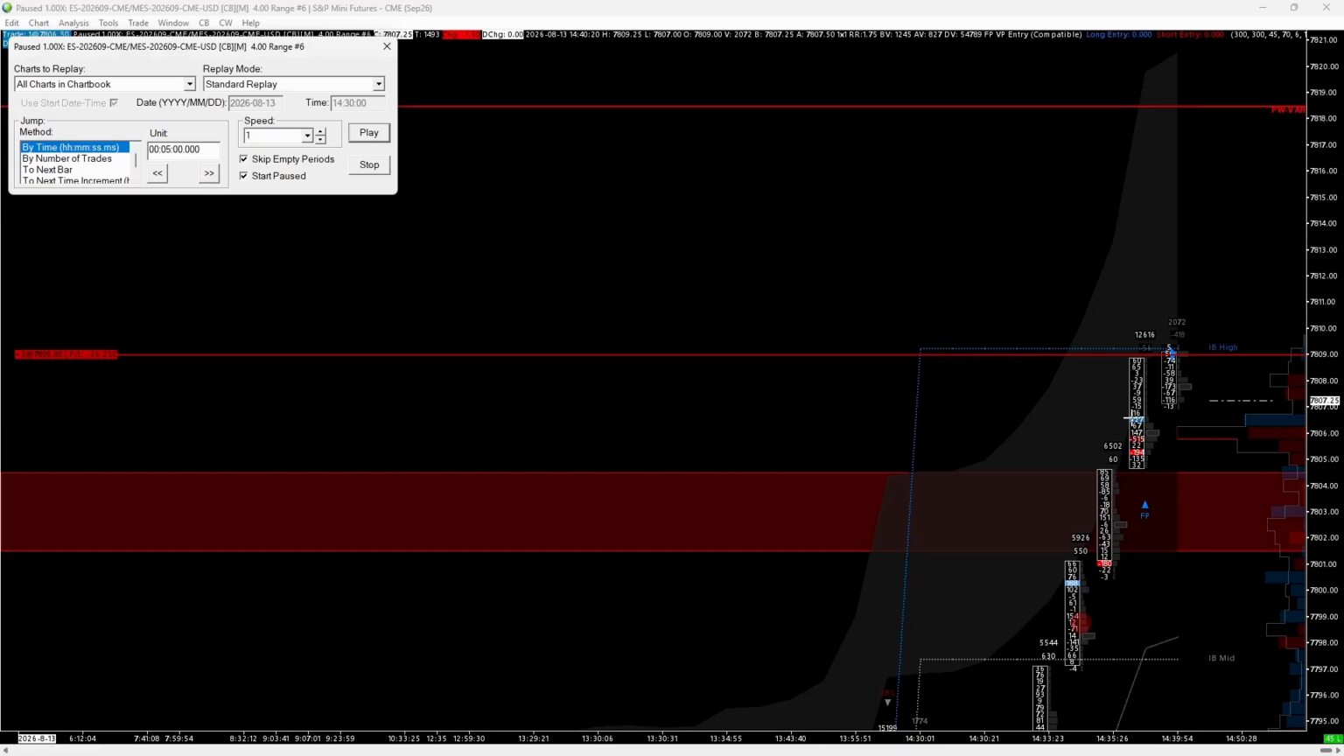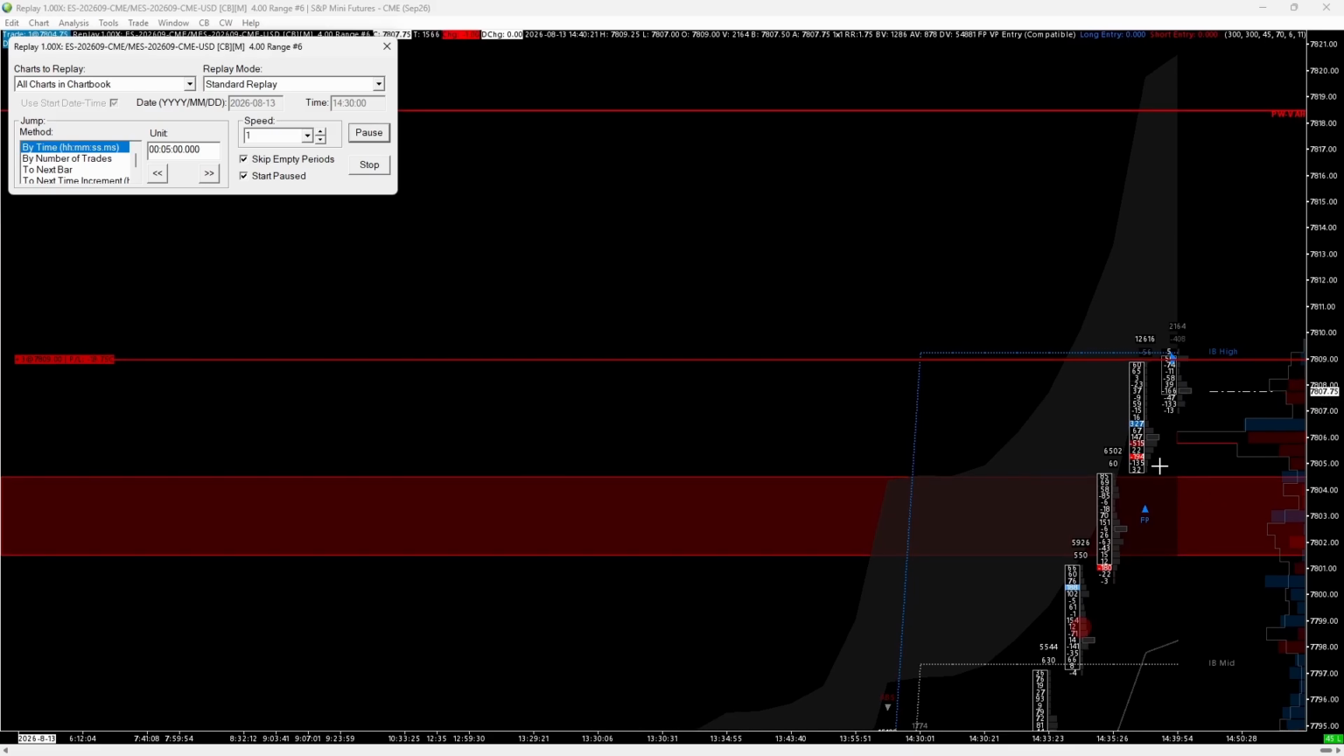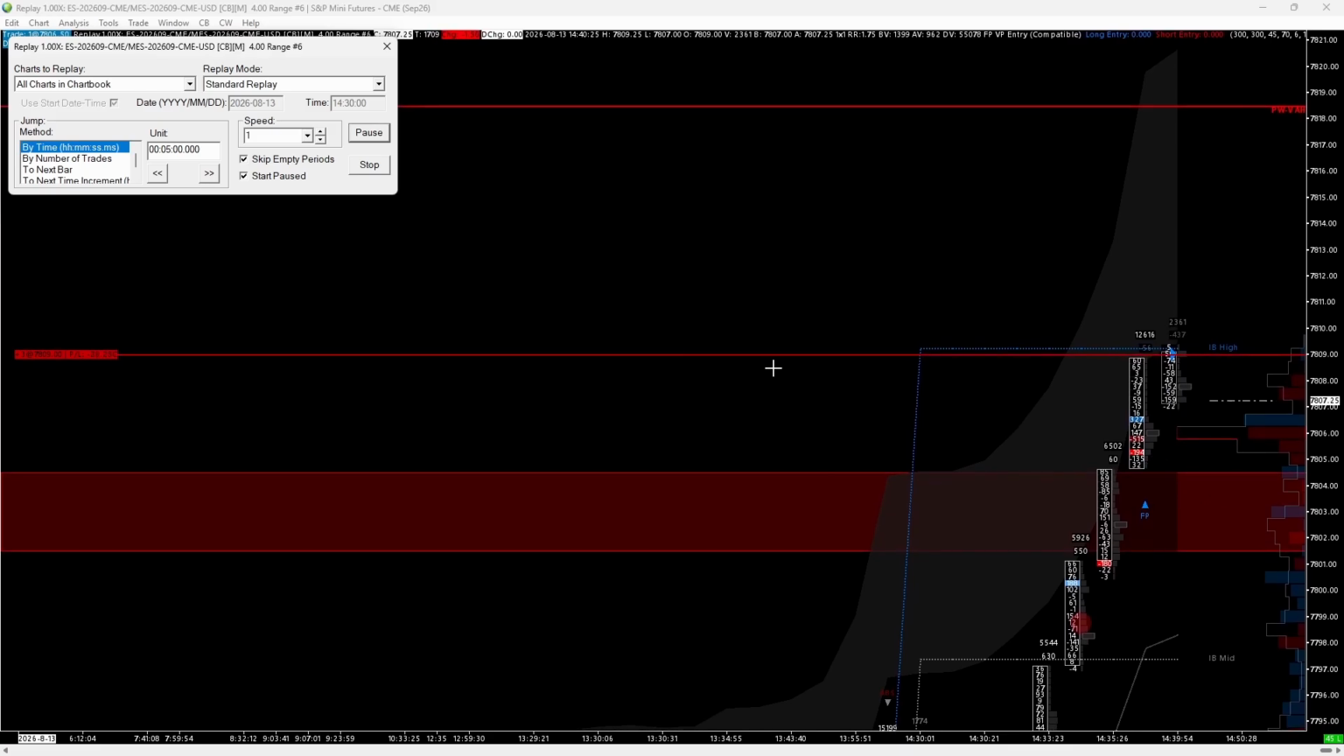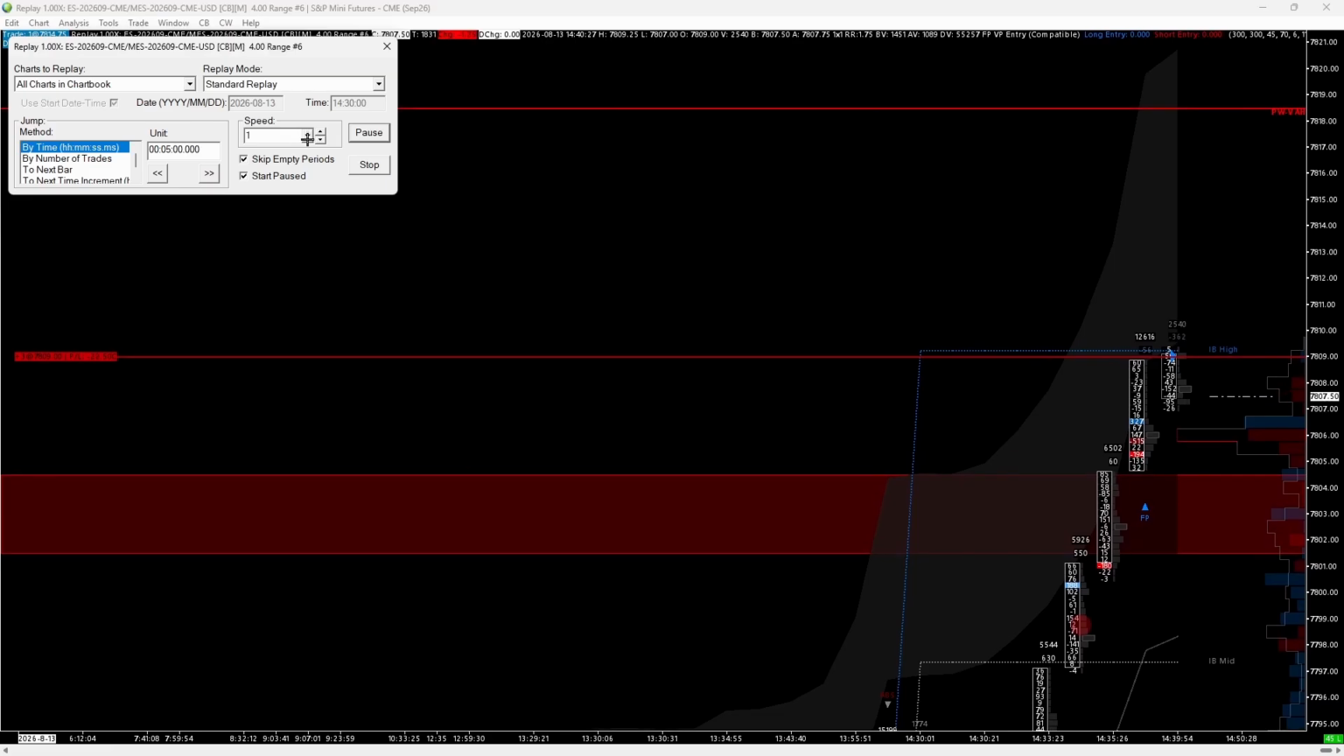So that gave me an indication that sellers are potentially being absorbed. And obviously you get this aggressive delta here showing that buyers are also showing interest at higher prices, which should cause price to move higher. As we'll see, what unfolds is that that doesn't actually happen. We get a pullback, and I end up taking a stop loss. So let's continue running this replay.